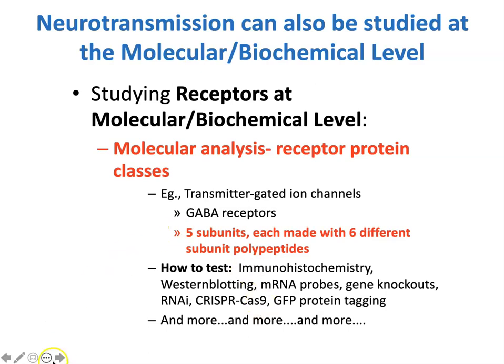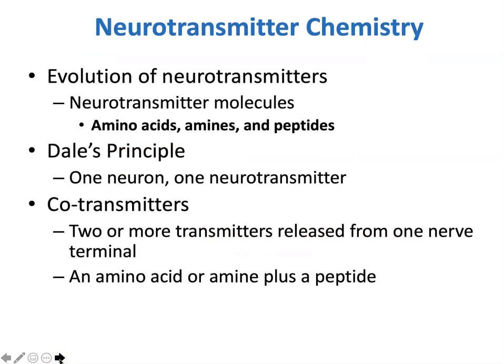Okay, so that was the introduction to how you can study these neurotransmitter systems in the nervous system. Just a little bit of theory before we get into the chemistry. Sir Henry Dale had been one of the leaders at the beginning of our studies of neurotransmission, and he proposed a hypothesis that was later called Dale's principle: that for every neuron there was only one neurotransmitter.